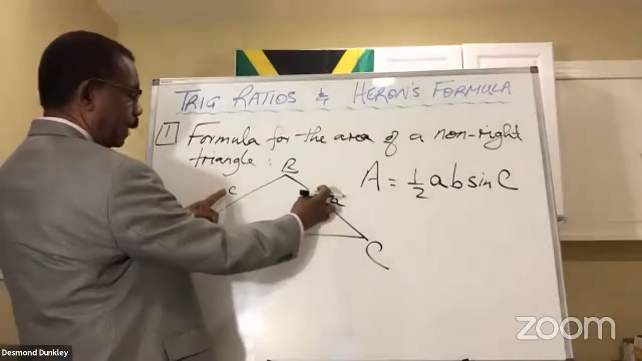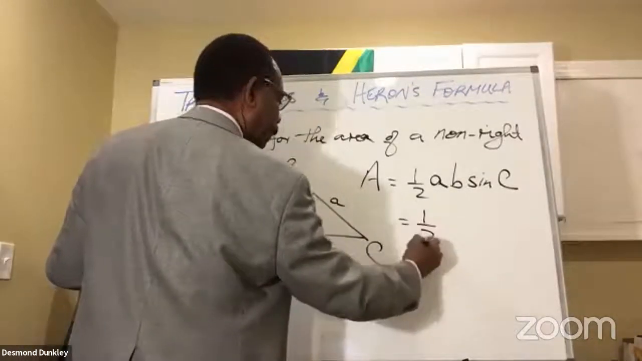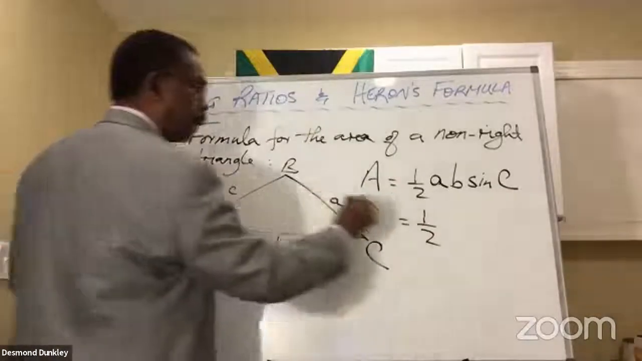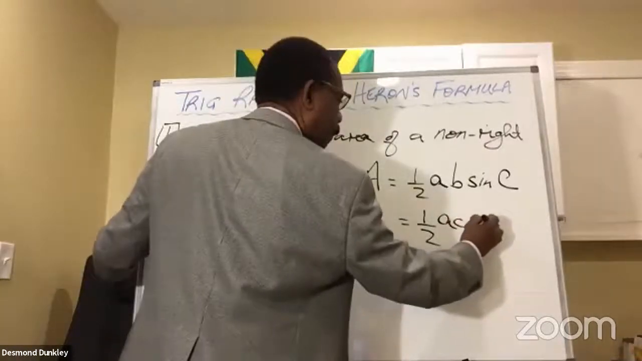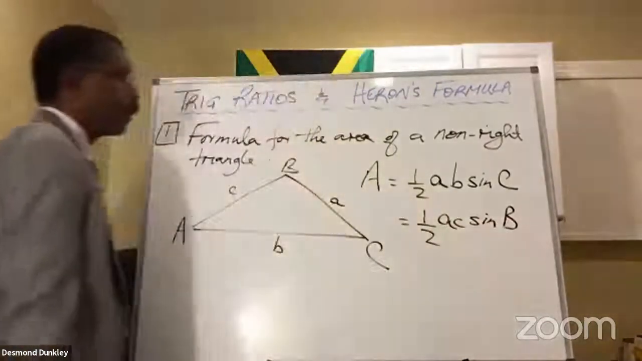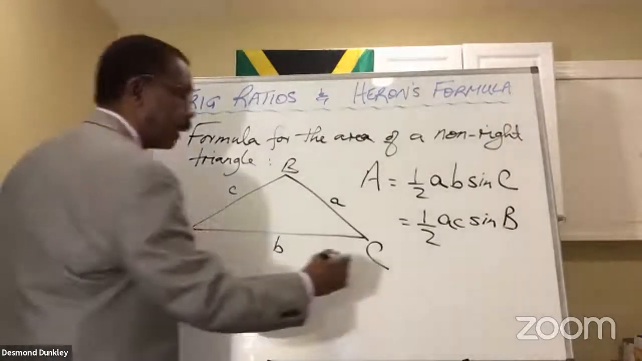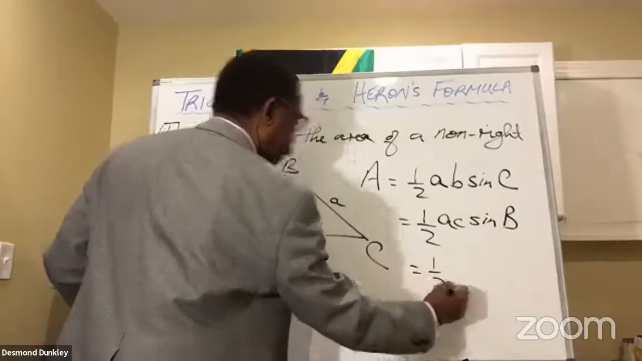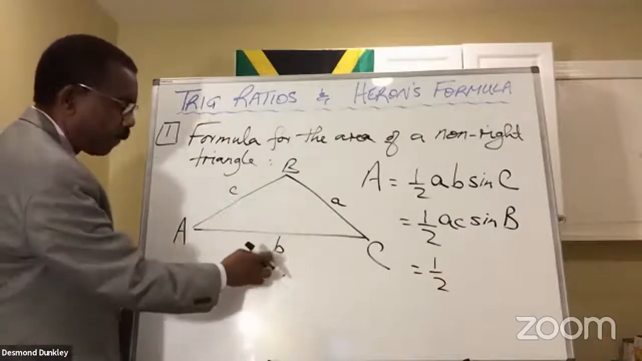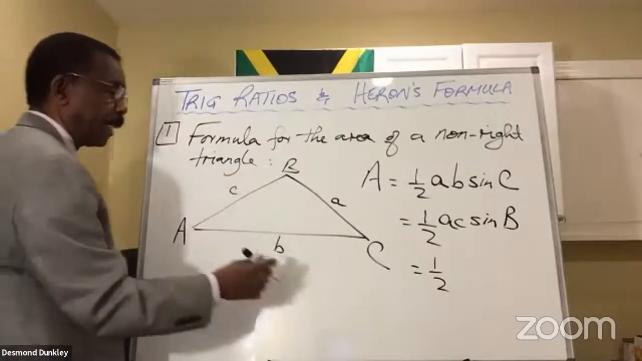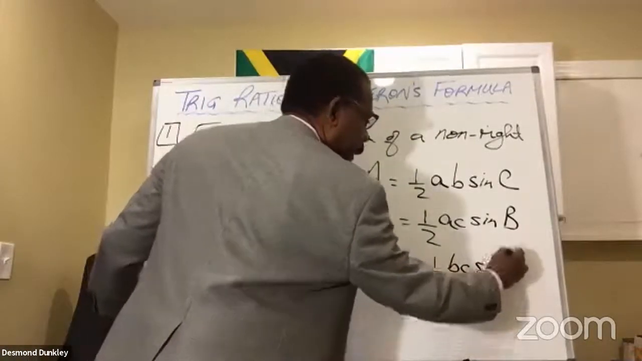Suppose you know these two sides and this angle, then you could say it's a half ac sine of B. Or if you have these two sides and this angle, then it's a half bc. We always do it in alphabetical order. Put the first letter in the alphabet, followed by the next. So it's a half bc sine A.